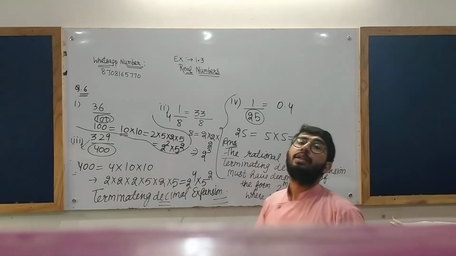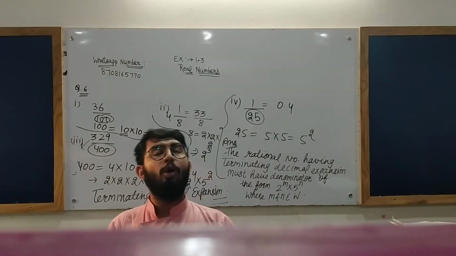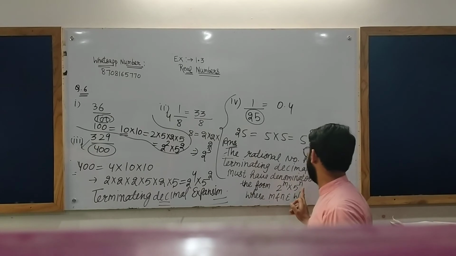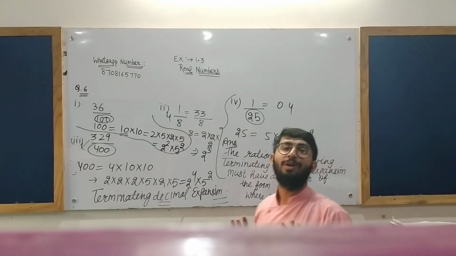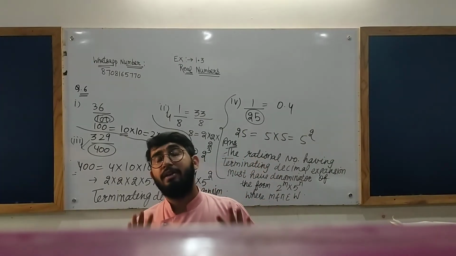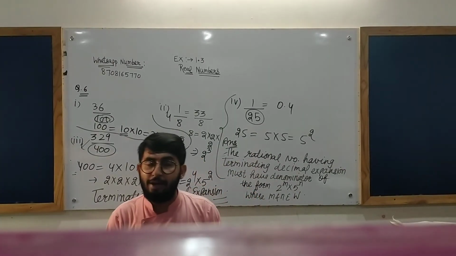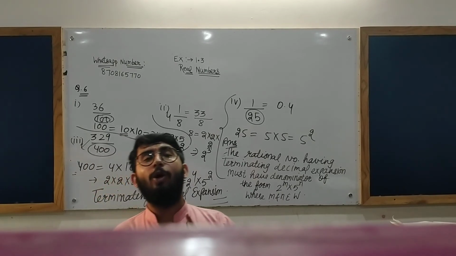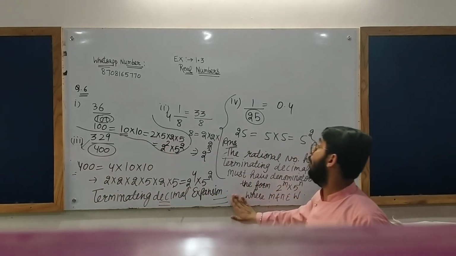It means the denominator can contain the prime factors 2 or 5 or both. I wrote W here because either of the two can be 0. Getting the point? The rational number has a terminating decimal expansion if and only if its denominator has prime factors of 2 or 5 or both. Hope you have understood this question. This is the only answer.